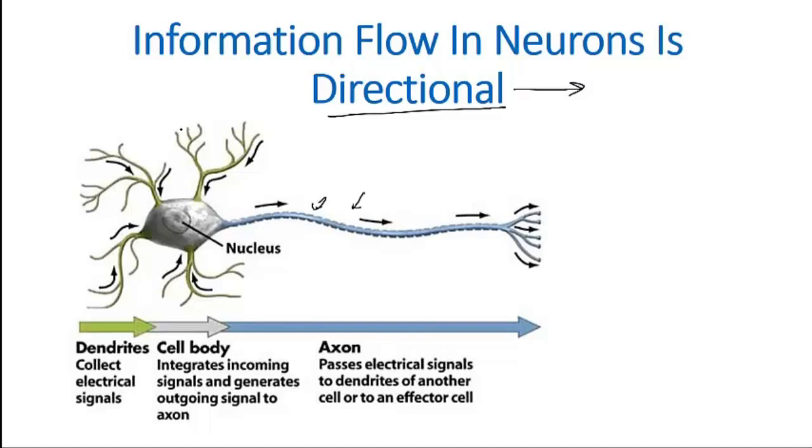It generates from some point. It's received actually from the earlier neuron, and then it gets transferred through the dendrite ultimately to the cell body towards the axon, and the axon will carry it to the next neuron. So this will be the directionality. It will never flow opposite. So the direction goes like dendrites, then cell body, then axon. Dendrites collect the electrical signal, the cell body integrates incoming signal and passes it towards the axon, and the axon passes the electrical signal to the dendrites of the next cell, and ultimately it will reach the effector cells.